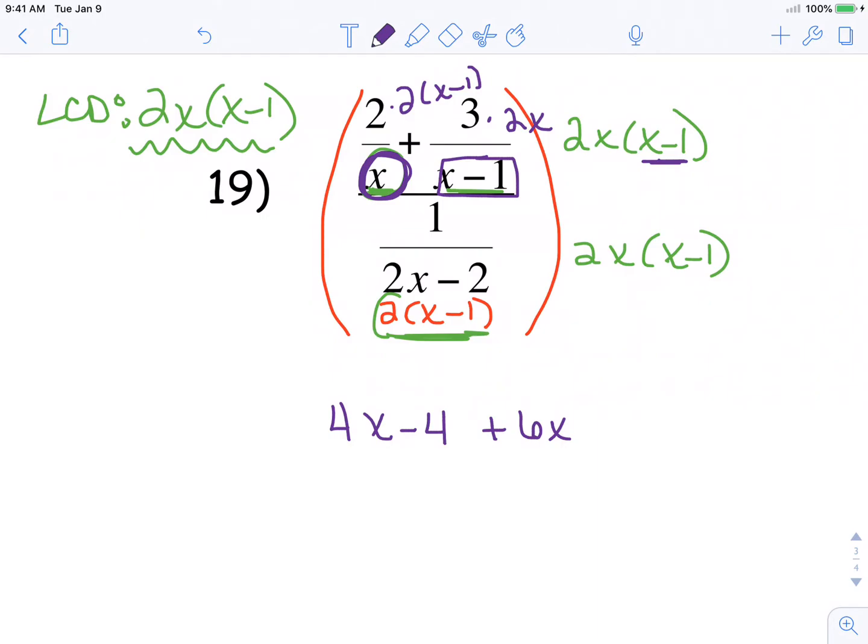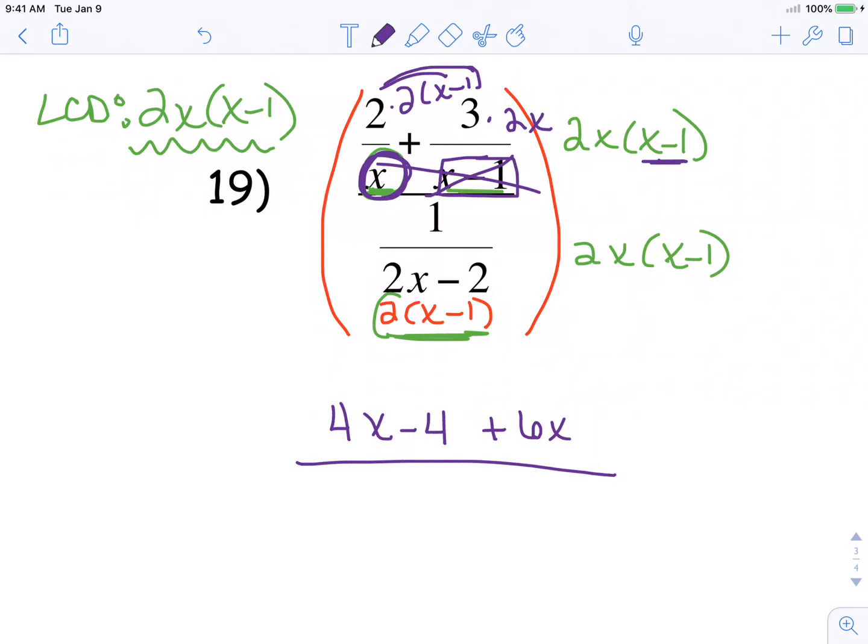Using this method, the denominator automatically cancels and we're just left with the numerator. The reason it cancels is because I'm multiplying both parts of the entire fraction, numerator and denominator, by the least common denominator of the whole fraction. So now all I have on the top is the 4x minus 4, because we distributed that through, plus the 6x.